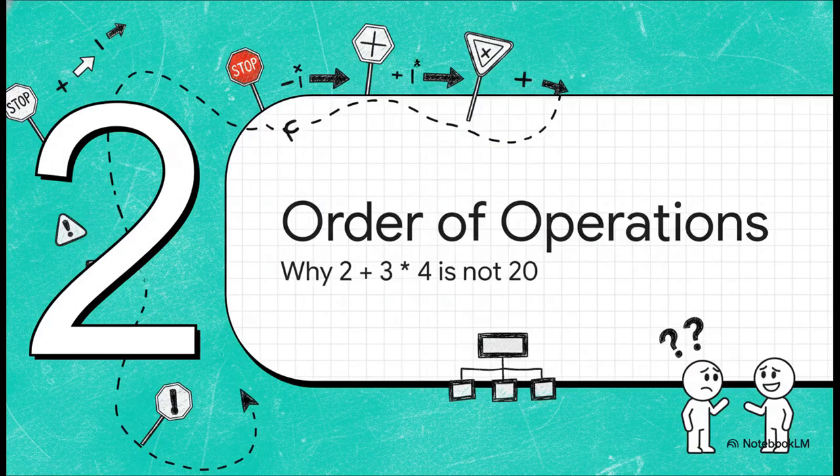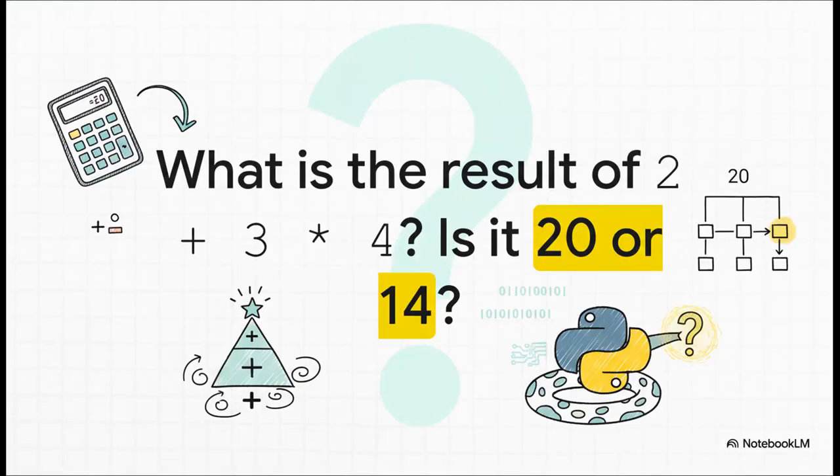So now we know the tools, but we also need to know the rules of the road. I mean, without a strict order for doing things, calculations can mean anything, and that's the last thing you want when you're writing code. So take a look at this. 2 plus 3 times 4. If you just read it left to right, you might do 2 plus 3, which is 5, and then multiply by 4 and get 20. But if you remember your old math classes, you might have a nagging feeling that's not quite right. The real question is, which way does Python think?